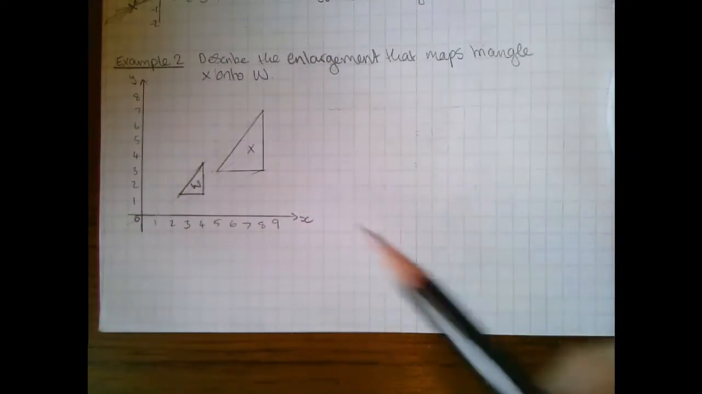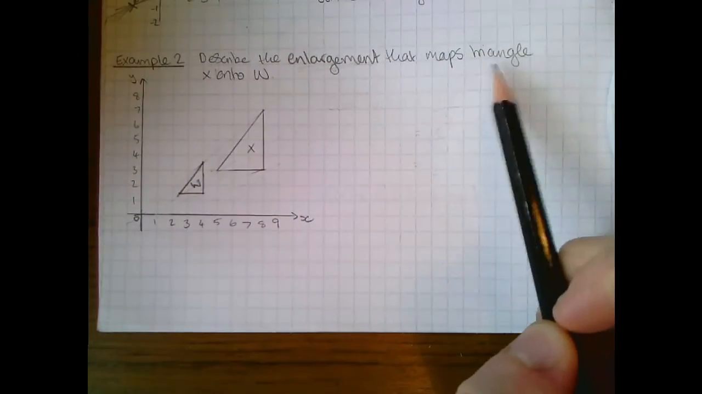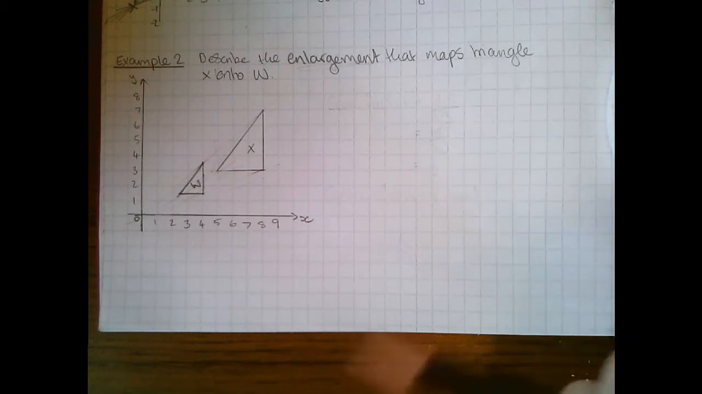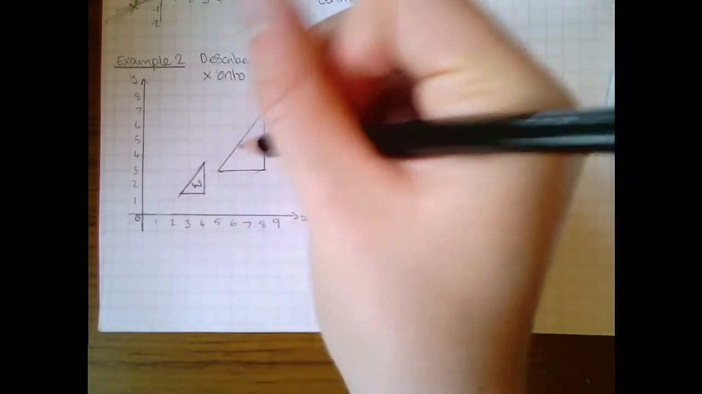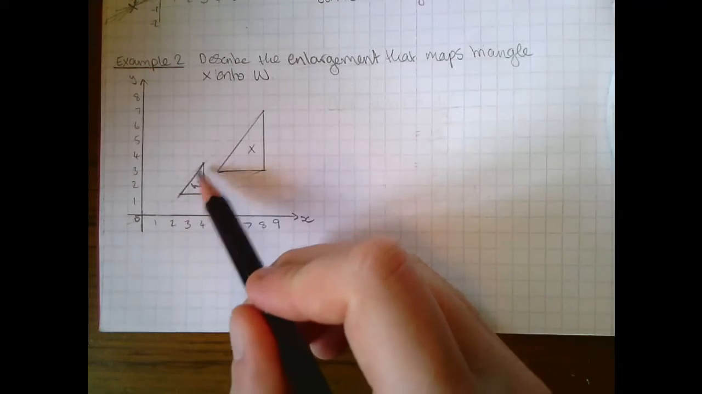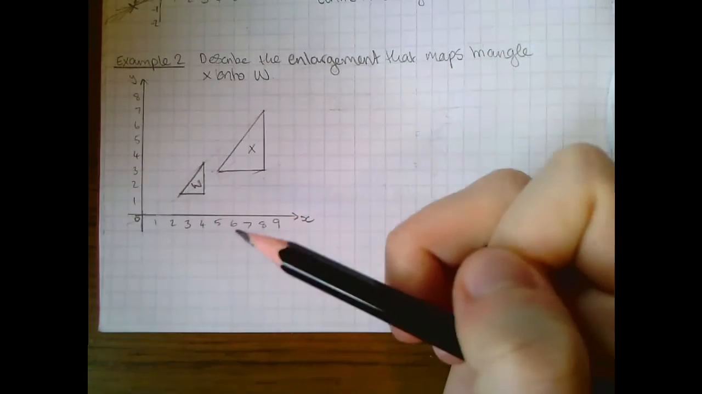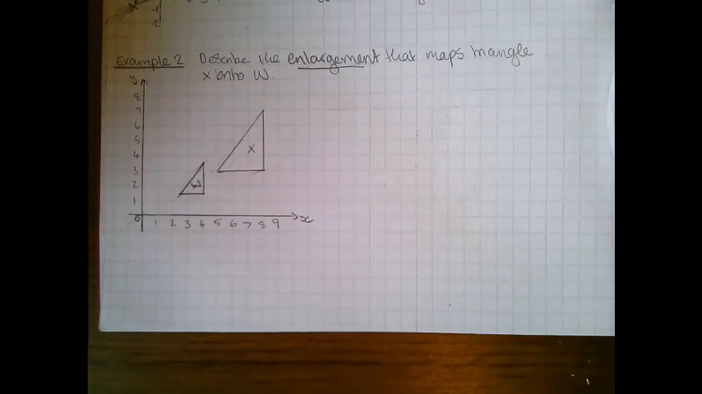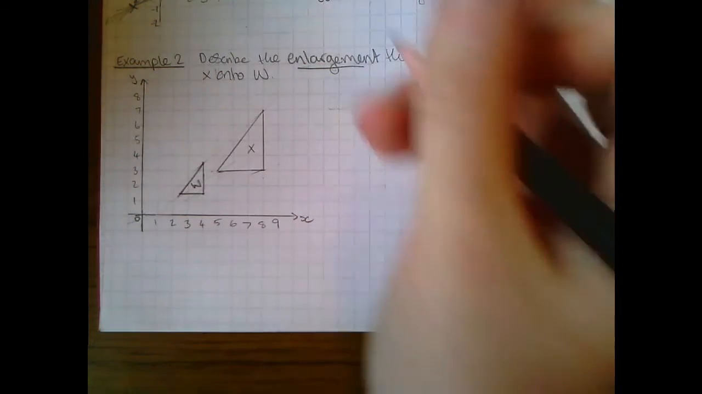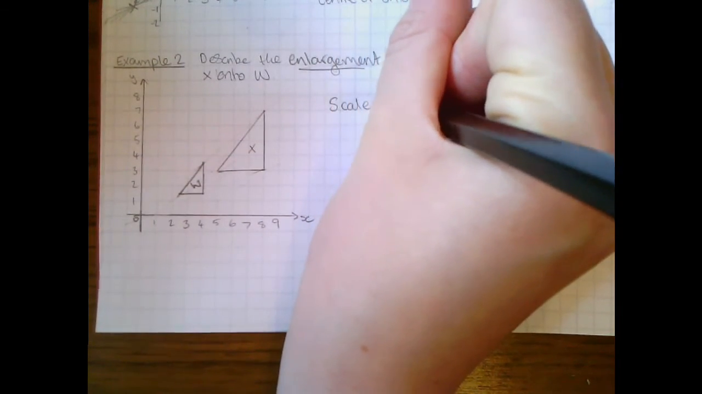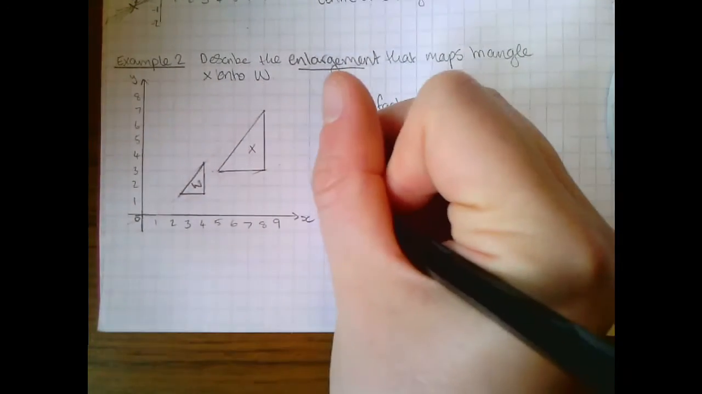In example 2, we are asked to describe the enlargement that maps triangle X onto W. Okay, so our object this time is X. So we start with X and we enlarge that onto W. Okay, so this one would be our image. Okay, so when we're describing an enlargement, we're not told what to find, but we know what is included when we need to do an enlargement. So we need 2 things, that's our scale factor and our centre of enlargement. Okay, so we can find our scale factor and we can find our centre of enlargement in a sec.